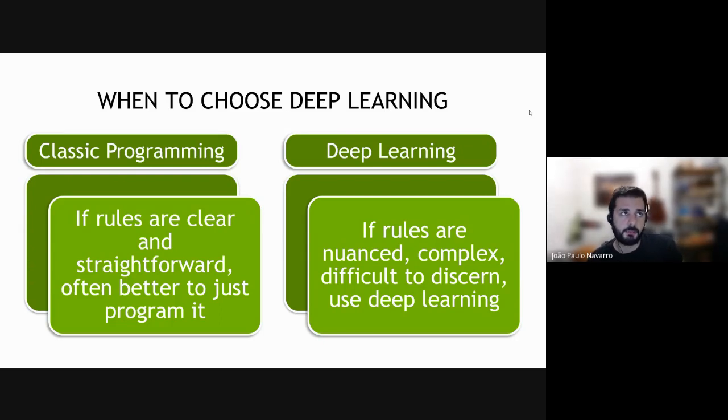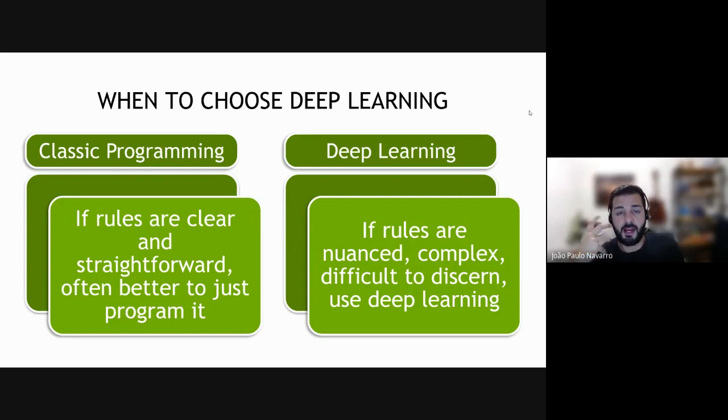You're saying that deep learning is really powerful to solve a lot of different problems. Yeah, it's true. But sometimes we have problems that are not that complex and don't need all of these things to solve, right? So, when to choose deep learning. Basically, if you have rules that are really clear and straightforward, so you can describe the result with a really high percentage of accuracy, just go there, program your rules, your if analysis, right?